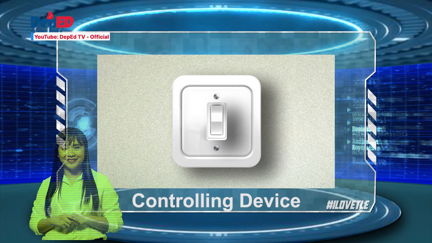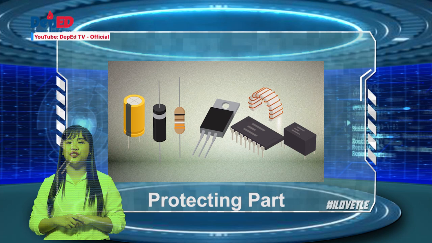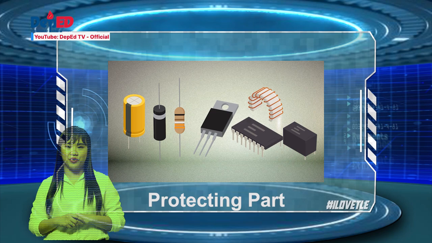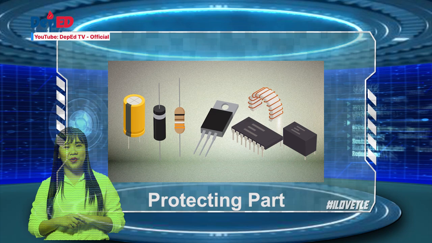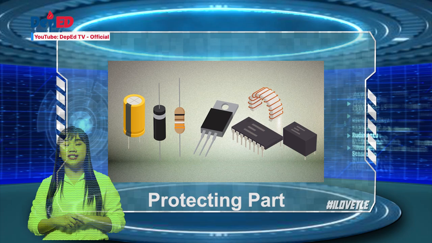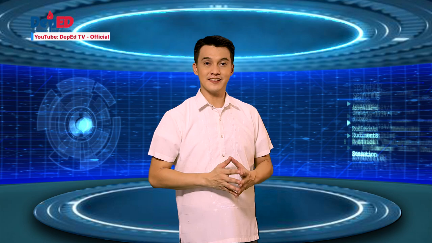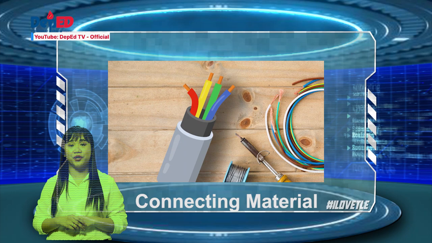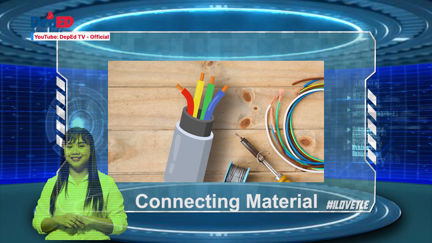Protecting part. A protecting part is a component that is used to open the circuit when the current exceeds a predetermined maximum value. Examples of protecting parts are the diodes, resistors, capacitors, transistors, relays, integrated circuits or IC, and inductors. And the last component is the connecting material. Connecting material is material that conducts electric current very well, and it is used to connect a complete path for the current. A very clear example of this is the copper wire.